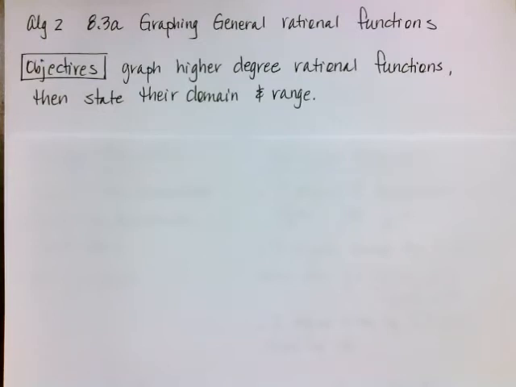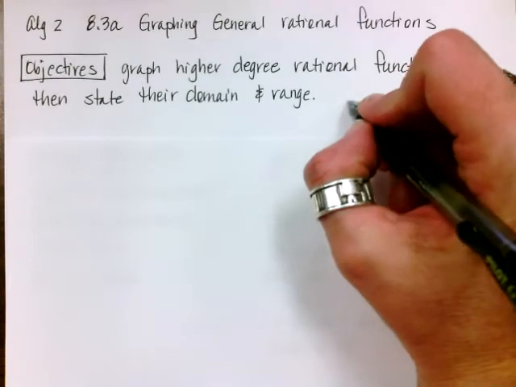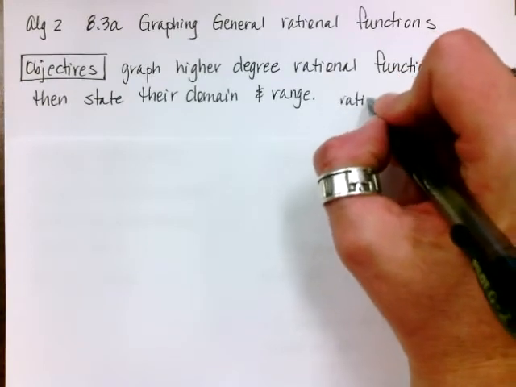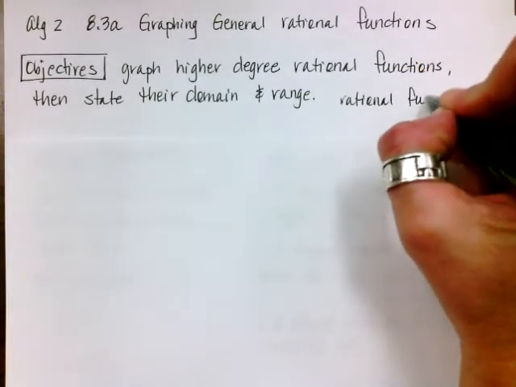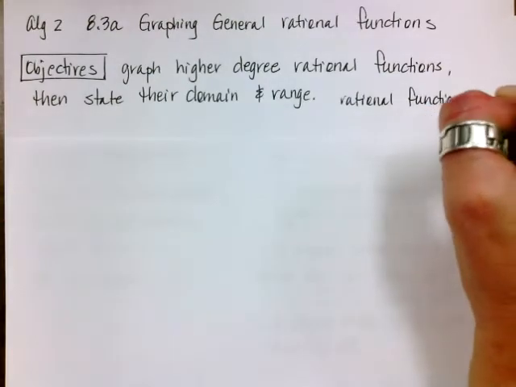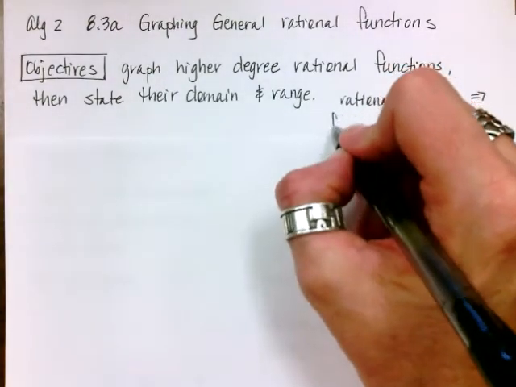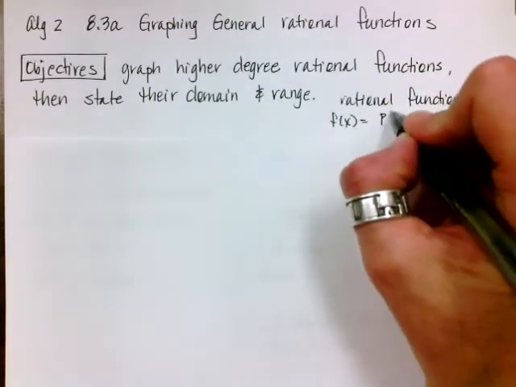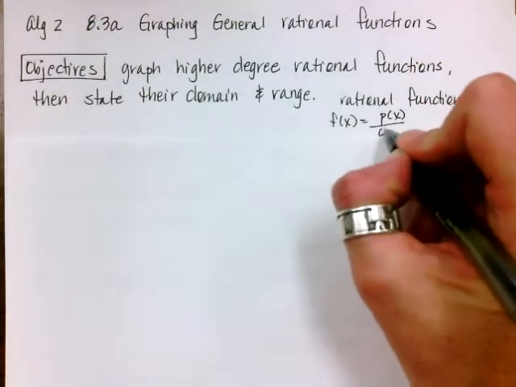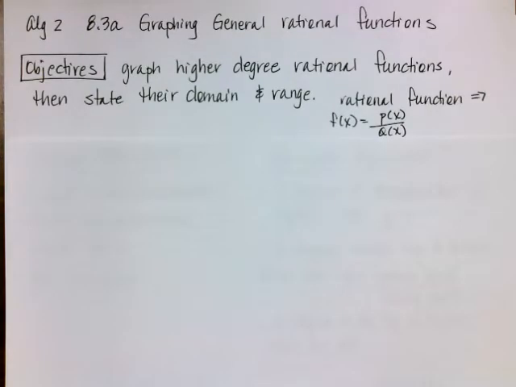Hello ladies and gentlemen, we are going to do more work with our graphing of rational expressions. So we're going to graph some higher degree rational functions and then state their domain and range. Alright, and so just to remember, a rational function is going to be f of x is equal to one polynomial divided by another polynomial. Okay, so that's what a rational function is.